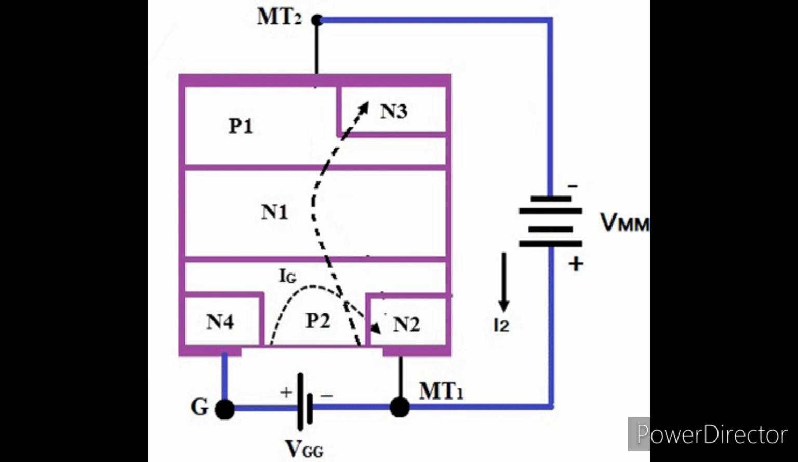The third mode of operation is when MT2 is negative with respect to MT1 with a gate polarity positive with respect to MT1. In this mode, the junctions P1N1 and P2N2 are reverse biased and the junction P2N1 is forward biased. The positive gate injects holes into the P2 region, thereby making P2 more positive with respect to N2. So, the reverse bias at the P2N2 junction decreases and it becomes forward biased. So the device conducts and the path for current flow is P2, N1, P1 and N3.